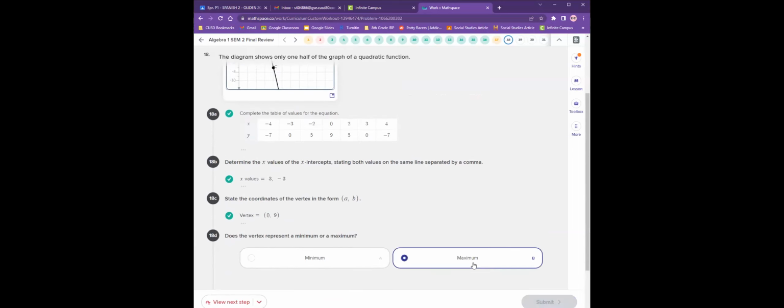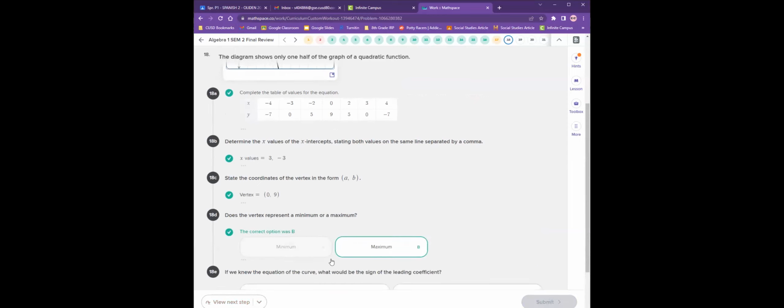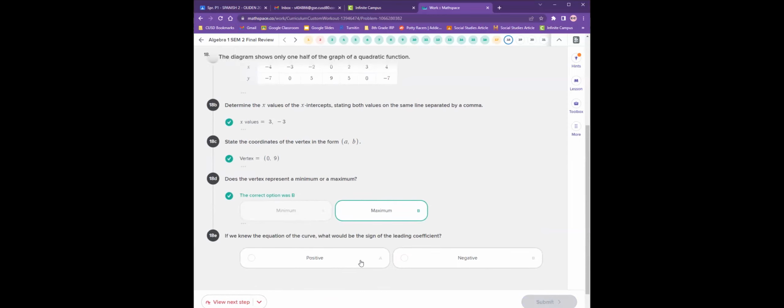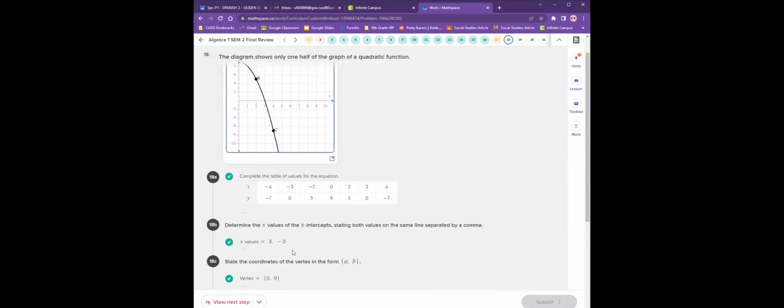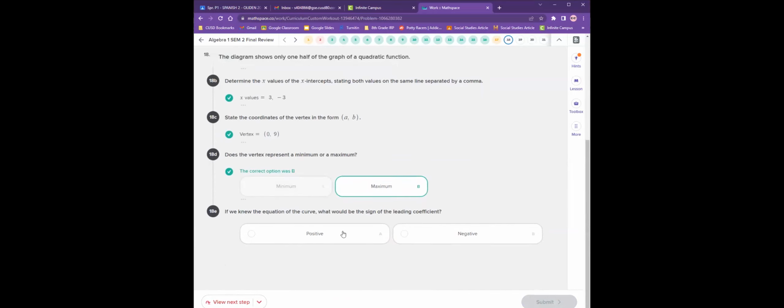The vertex is at the maximum. What would the equation of the curve be? Would the leading coefficient be positive? Because if it goes up, that means it opens up. Oh, it would be negative because it goes down.